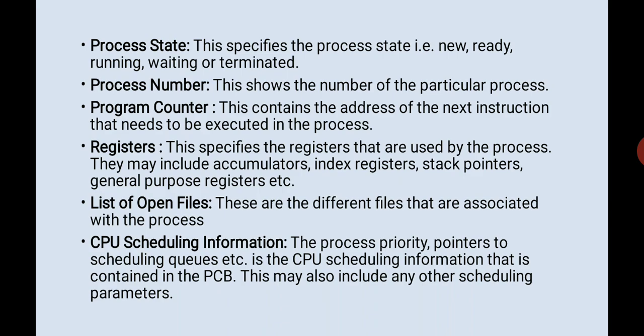Then there's the list of open files. What are open files? These are the different files that are associated with the process. Suppose it is reading from some file and writing into another file, then this will contain the list of files it is reading from, the one it is writing to, or all the files it is modifying. So it can be n files. That is why it is written as a list, because there can be multiple. This is the list of open files.